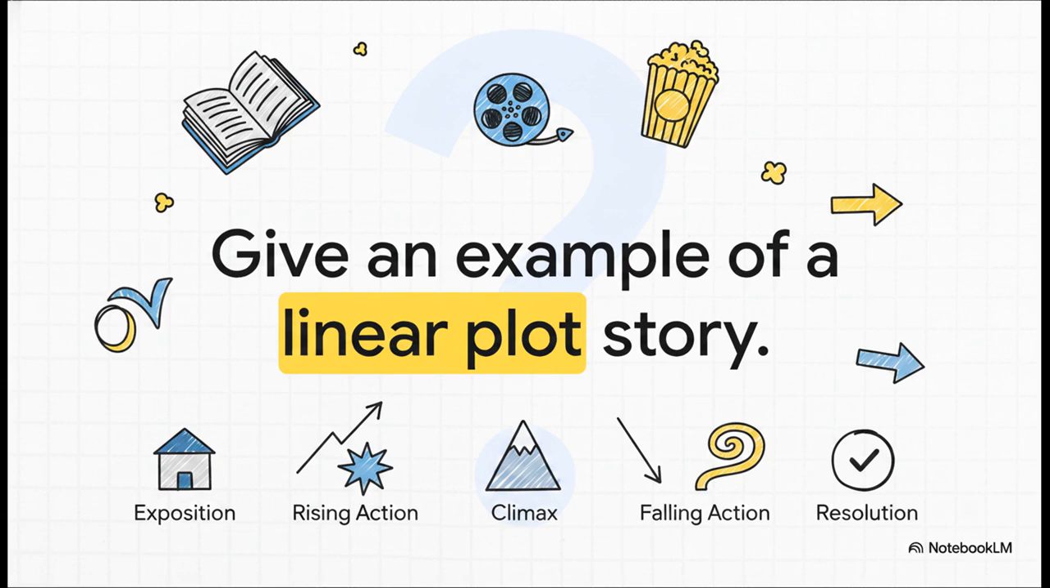Final question. I want you to think of an example of a story you know that has a linear plot. Pick your absolute favorite movie, or maybe that book you just couldn't put down last summer. Take a second and mentally map its 5 stages. Who was introduced in the exposition? What was the climax? Where was the resolution? Once you start doing this, you're going to realize you are surrounded by linear plots everywhere.